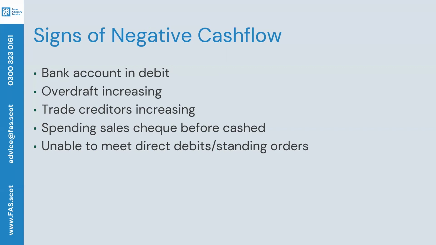Signs of a negative cash flow typically are quite easy to spot as well. If your bank account is always overdrawn, that's generally a sign that there's an issue with your cash flow that you need to consider. If your overdraft is increasing over time, even if your profitability is good, again, that would indicate that there's an issue with your cash flow that you need to look at. If your reliance on debt, whether that's trade creditors or loans or whatever it is, is going up year on year, again, regardless of profitability, that is perhaps a sign that your business cash flow is struggling and not meeting the demands.